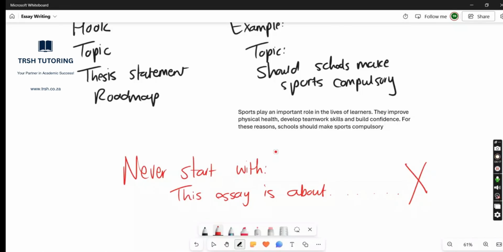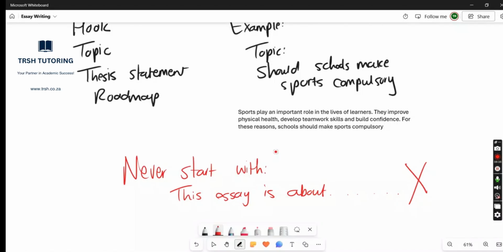Sports play an important role in the lives of learners. That's already giving the reader something to wonder, like, how? How is it giving an important role for the learners? Things like that. It's making the reader become curious about what they are about to read. And that's the whole point of essay writing.